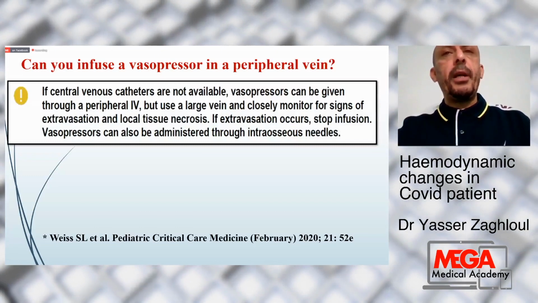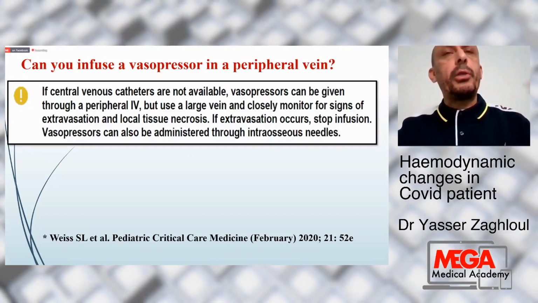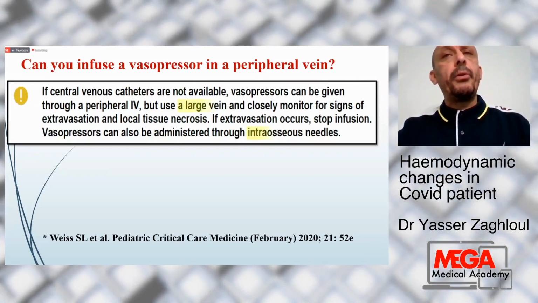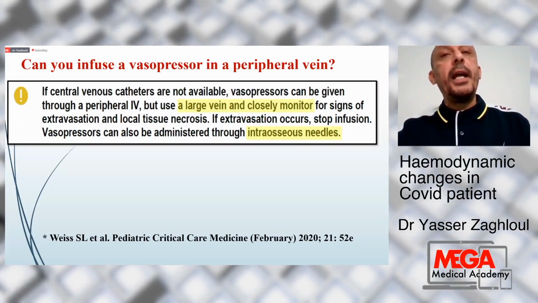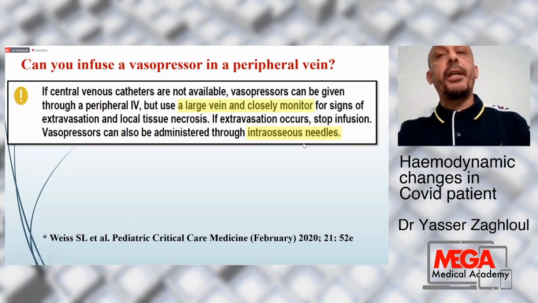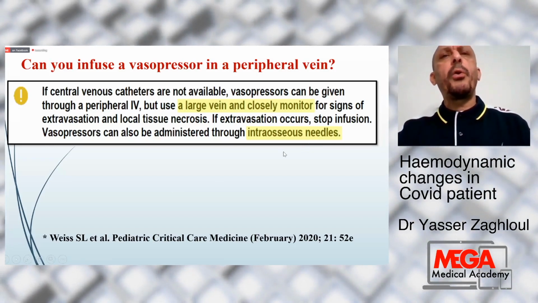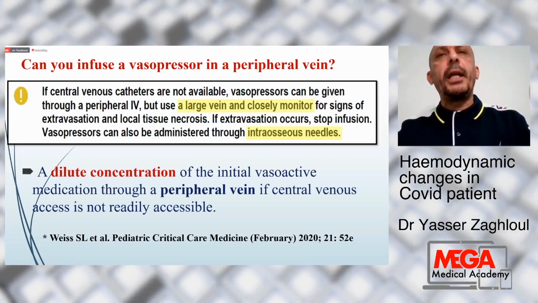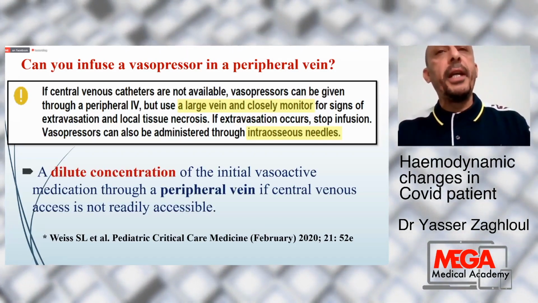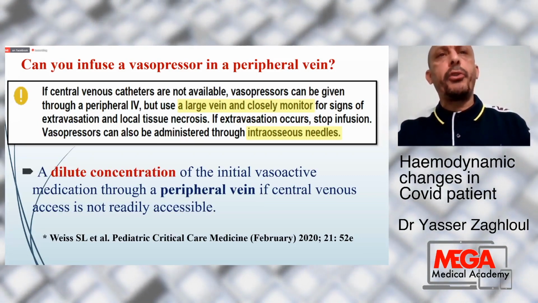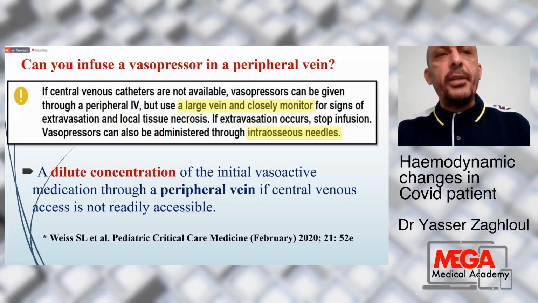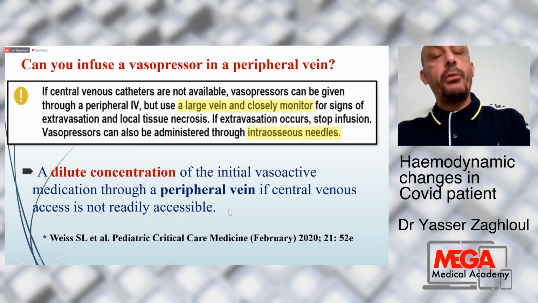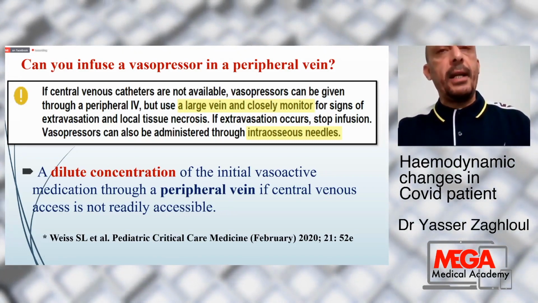In many patients, it may be difficult to find a central line, or there is no time to do a central line, or even no resources to put in a central line. So you can use a large vein with close monitoring, and the vasopressor can be used intraosseous as well. Maybe this is in pediatric patients or a small baby, but there is good evidence to use the vasopressor in a large vein with close monitoring to avoid extravasation or tissue necrosis. And in pediatric patients as well, you can use more dilution of the nor-epi or epi to support the circulation until you get a central line.